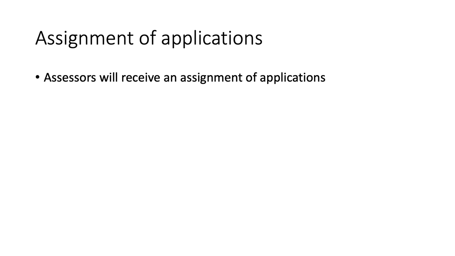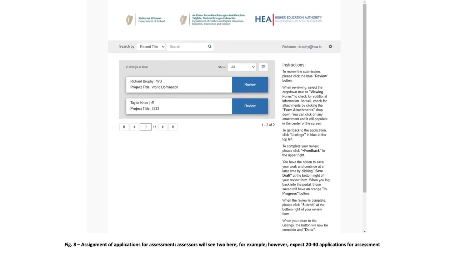The assignment of applications. You will receive approximately between 20 and 30 applications for assessment. And you see from this screen grab here, there's actually two sample ones here under a sample assessor account set up here. Just to familiarize yourself with the page, you have a left column here with all the applications that are assigned to you for assessment. On the right hand side in the smaller column, you'll see details of how to process these assignments.